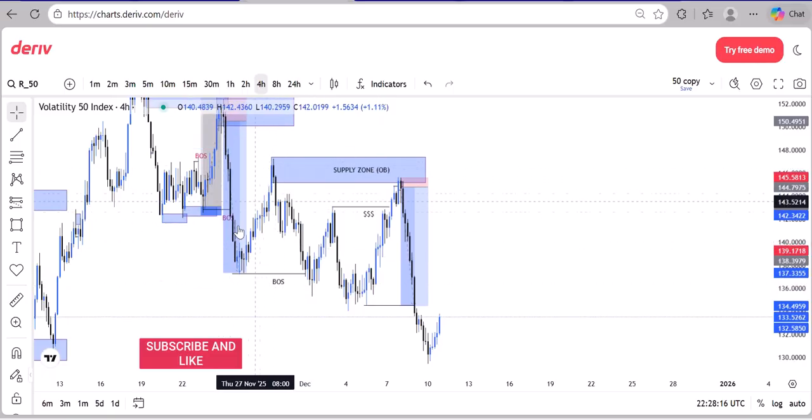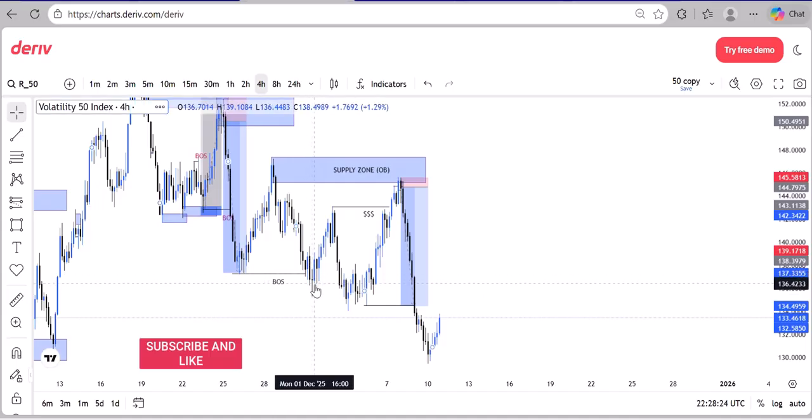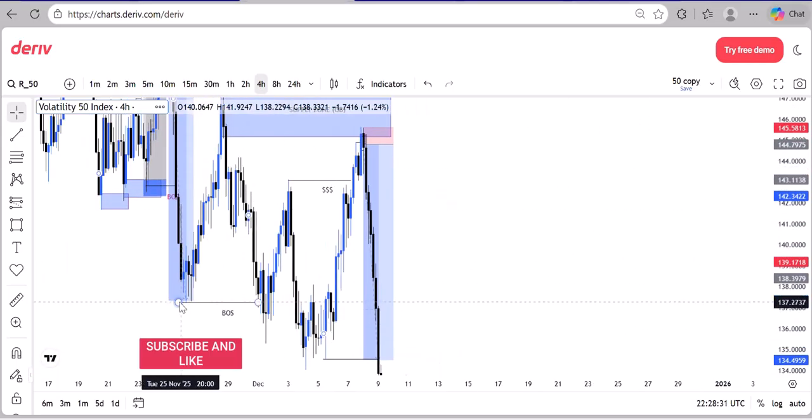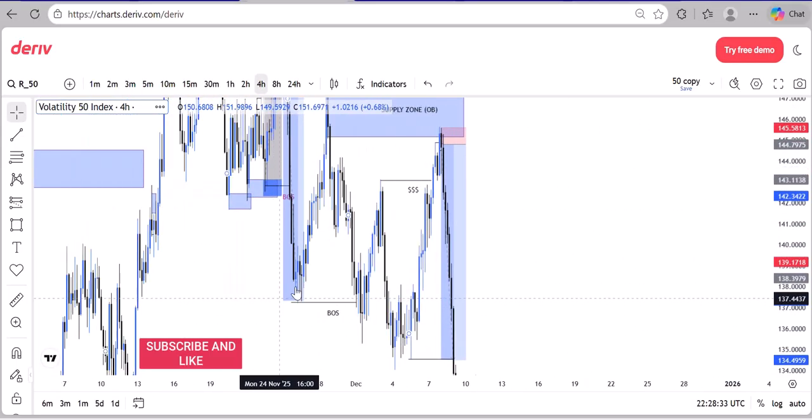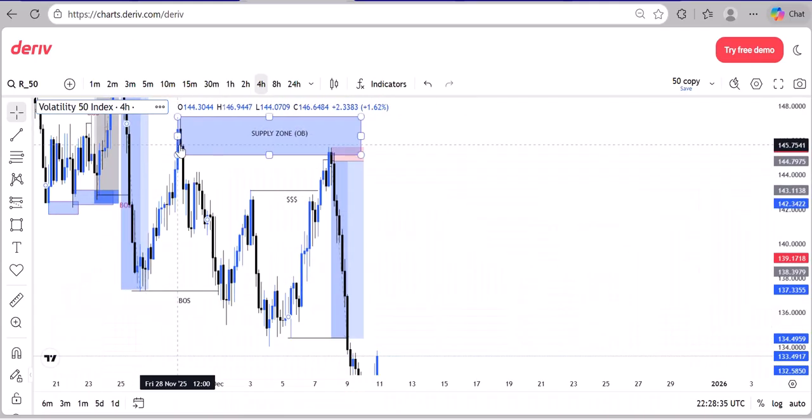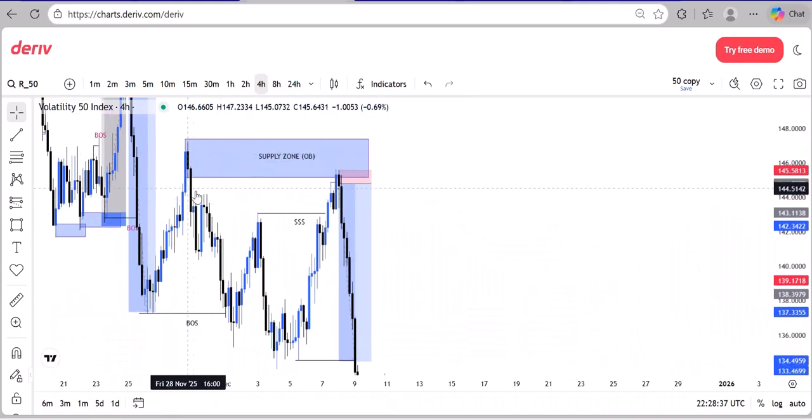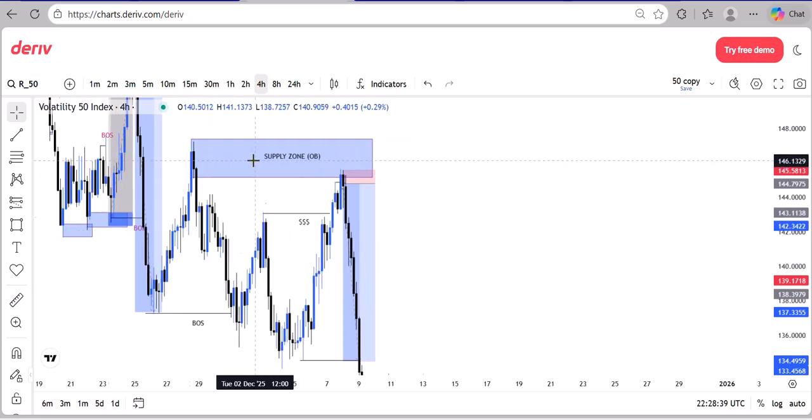So price came in, it broke this structure. It broke this previous low, and it closed below it. So this made it a valid break of structure because price closed below the previous low. So this was the zone that caused the break of structure, and we also saw what made this a valid zone.